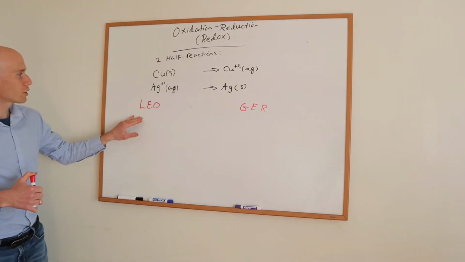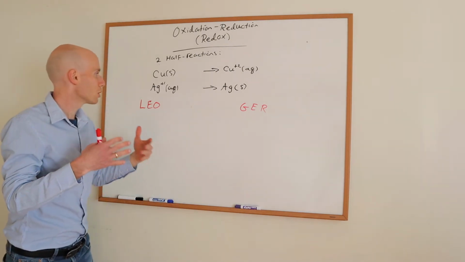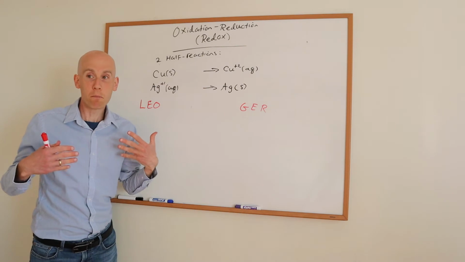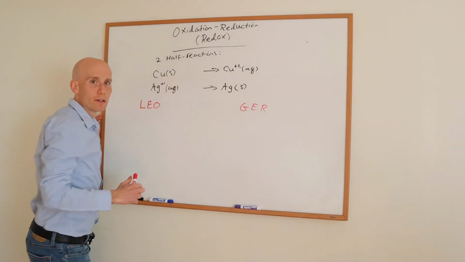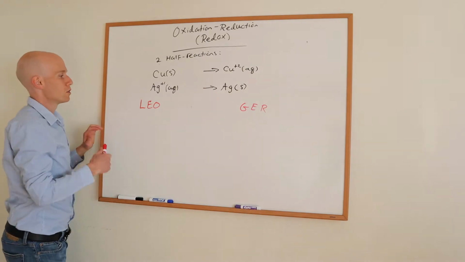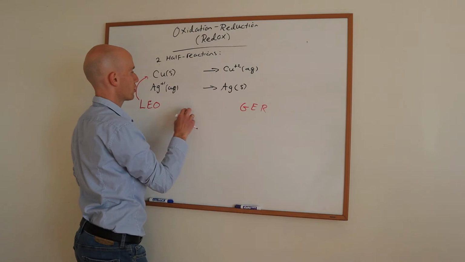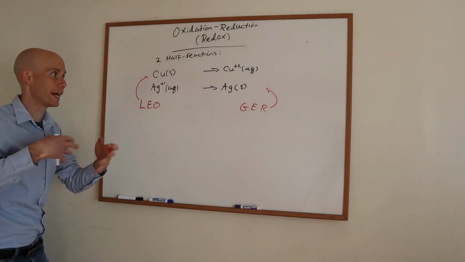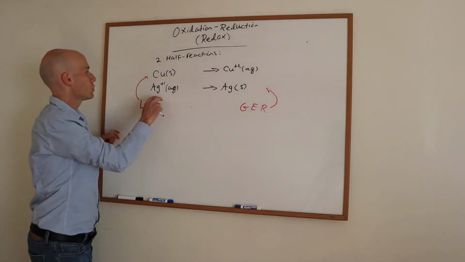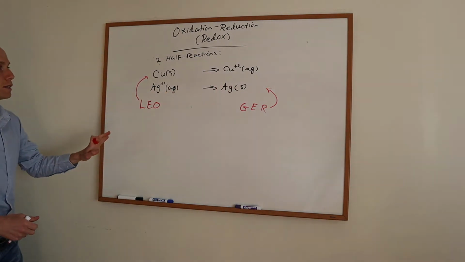So loss of electron is oxidation. So meaning that something that lost electrons became more positive. So copper here became positive, meaning it lost electrons. So this will be my oxidation. And gain of electrons is reduction. I know it's an unfortunate thing, gaining is reducing. So gain of electrons is reduction, and that will be it here.